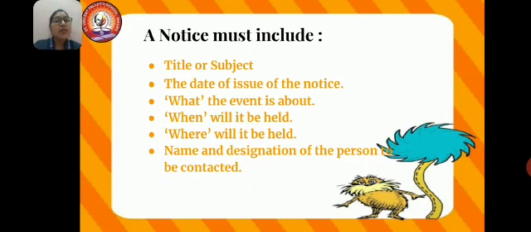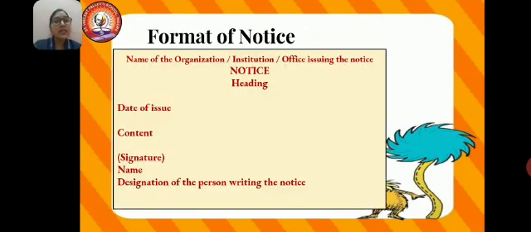So let's see the format of a notice. First comes the name of the organization, institution or office that is issuing the notice. Next comes the heading NOTICE, also in capital letters. Then we will write the heading, or as we discussed, the title. Like if the school is writing the notice, the name of the organization will be St. Vincent School, isn't it? The notice heading will be, suppose we want to inform about the PT1 exams, so the heading will be PT1 Examination. The date of issue, suppose we are writing the notice today, then we can put today's date.